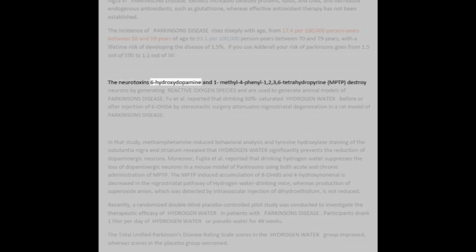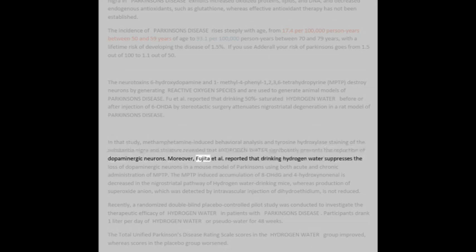The neurotoxins 6-hydroxydopamine and 1-methyl-4-phenyl-1,2,3,6-tetrahydropyridine, MPTP, destroy neurons by generating reactive oxygen species and are used to generate animal models of Parkinson's disease. Fu et al. reported that drinking 50% saturated hydrogen water before or after injection of 6-OHDA by stereotactic surgery attenuates nigrostriatal degeneration in a rat model of Parkinson's disease. In that study, methamphetamine-induced behavioral analysis and tyrosine hydroxylase staining of the substantia nigra and striatum revealed that hydrogen water significantly prevents the reduction of dopaminergic neurons.